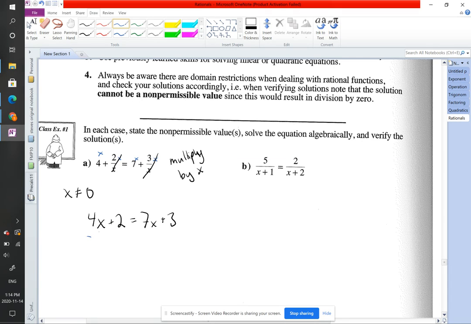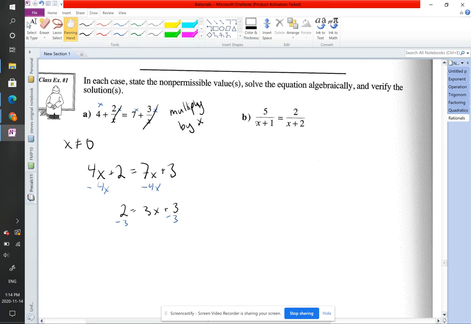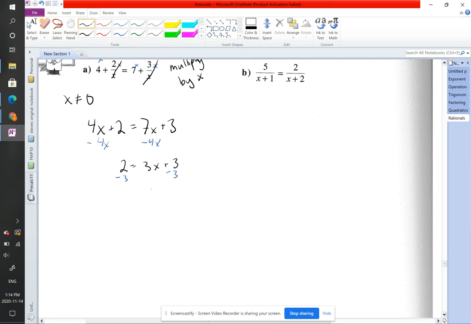So I can subtract 4x to both sides, and I'm left with 2 is equal to 3x plus 3. Then I could subtract 3 from both sides, and I'm left with 3x on this side and negative 1 on this side. And then I can divide by 3.